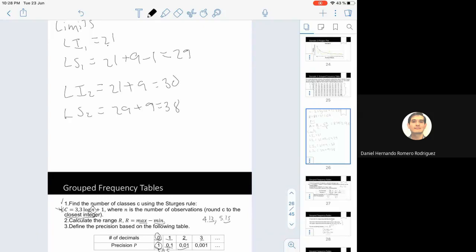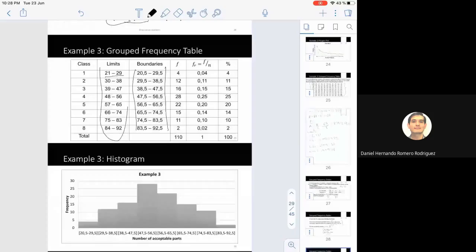So we have the limits for the first two classes, 21, 29, 30, 38, and you can keep going for the remaining values. Let me show it to you here. The class limits are 21, 29, as we just found, 30, 38, 39, 47, 48, 56, up to the last one, which is 84, 92.